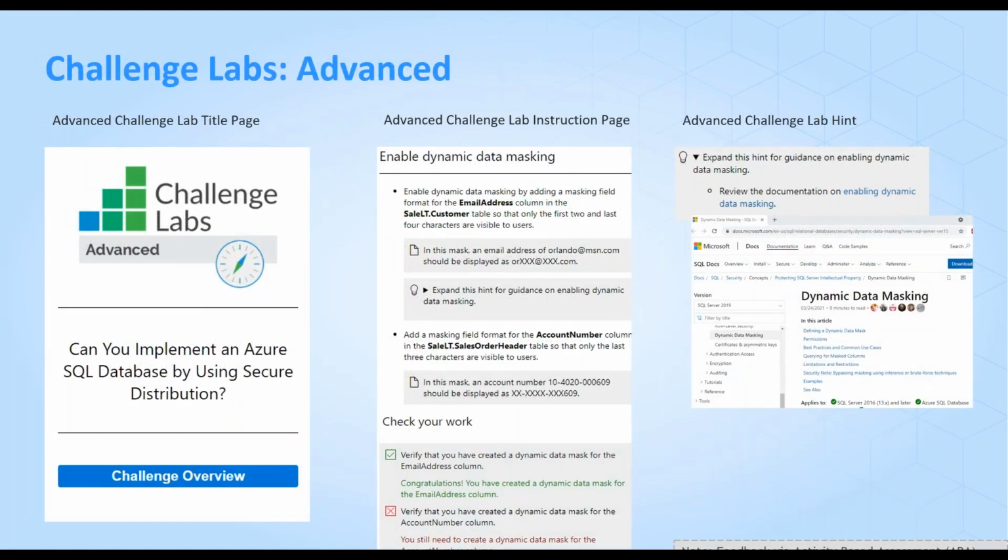Moving on to our advanced challenge, and again, hearkening back to those common threads: goal and action oriented, simplified instructions. But in the advanced challenges, we're gonna start upping the ante. So first of all, the number of tasks as well as the complexity of the tasks will increase from that of a guided challenge. So again, take a look at that title. We're now posing it as a question. Can you implement a SQL database by using secure distribution? If you can, awesome, great, let's go prove it in this challenge.